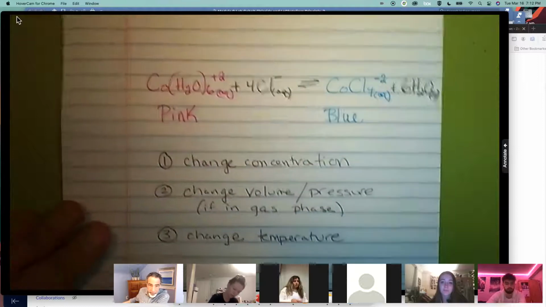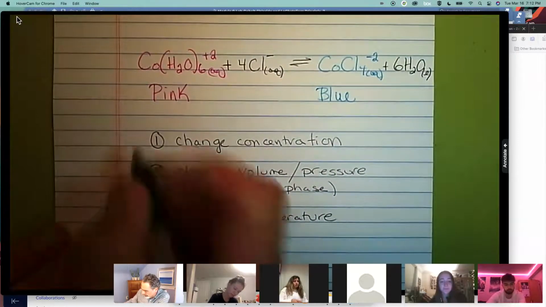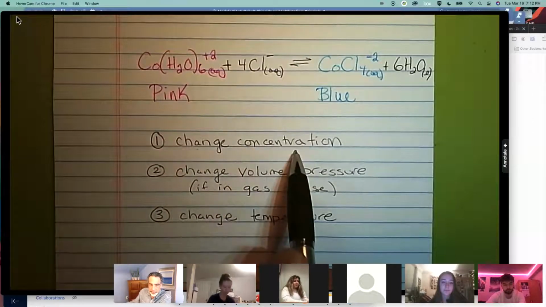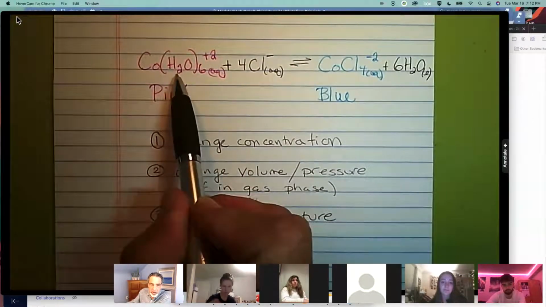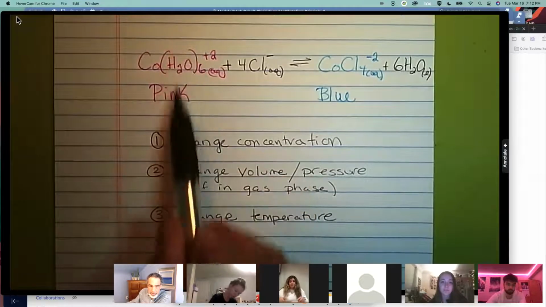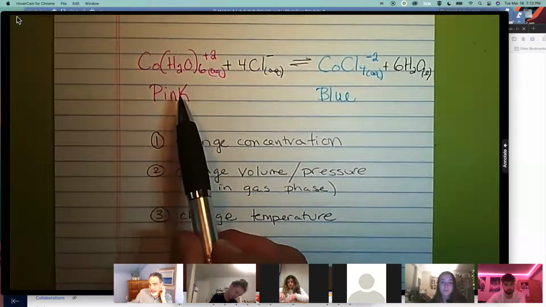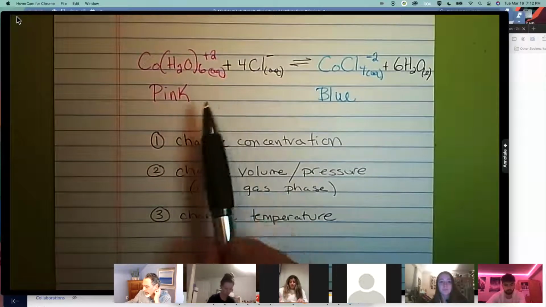The 3 ways, and your instructor might have done this with you, I did it with my students today, is we can change the concentration of something. We can change the concentration either by upping it or decreasing it, and the reaction will shift based on Le Chatelier's principle. Okay, so let's take an example of that.